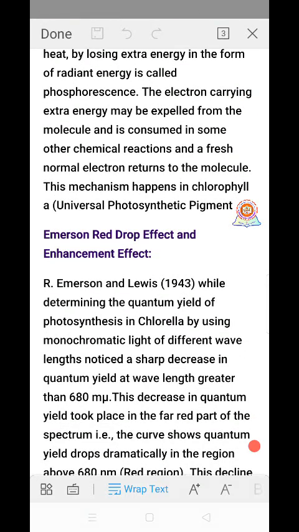R. Emerson and Lewis, in 1943, while determining the quantum yield of photosynthesis in Chlorella by using monochromatic light of different wavelengths, noticed a sharp decrease in quantum yield at wavelengths greater than 680 nanometer.